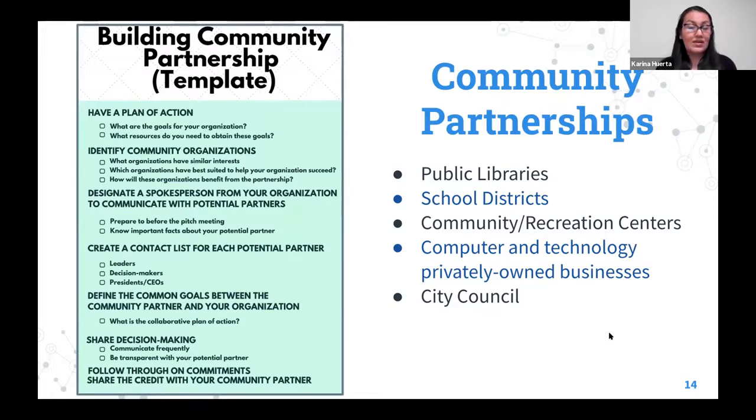And then also private corporations, computer and technology businesses are already pledging to donate devices to those in need. An article in the journal states that, for example, Verizon is partnering with California to provide 250,000 students with unlimited internet service at a discount. So as we see, these businesses are already thinking of ways on how to help communities. It would be great to reach out to them. Maybe they can fund something or donate devices.